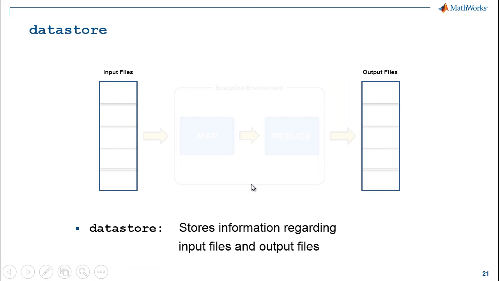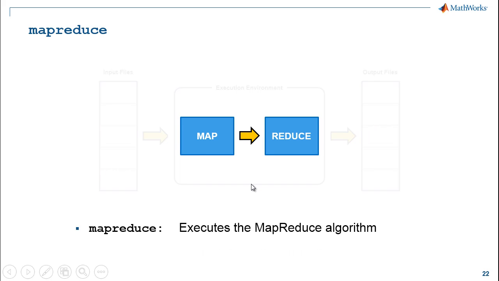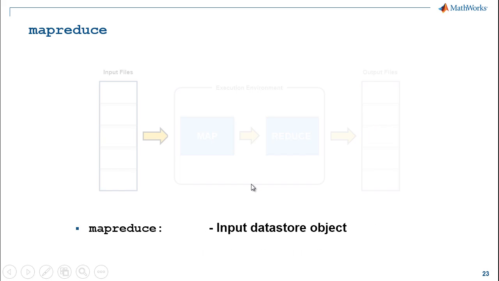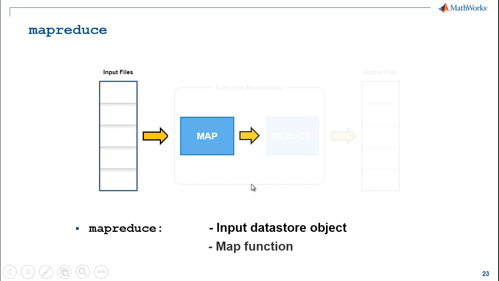The inputs and outputs to our MapReduce algorithm are going to be datastores. So the input is a datastore object that points to where the input files live. And the output is also going to be a datastore object pointing to where the output files live. Lastly, we have the actual MapReduce algorithm. This takes in three inputs: the input datastore, a map function, and a reduce function.